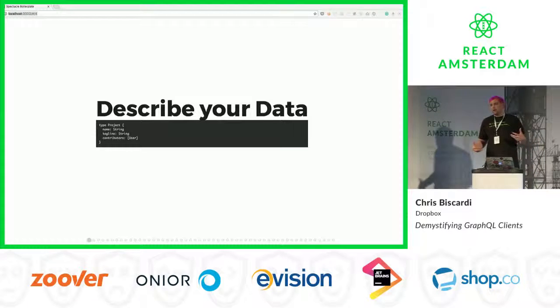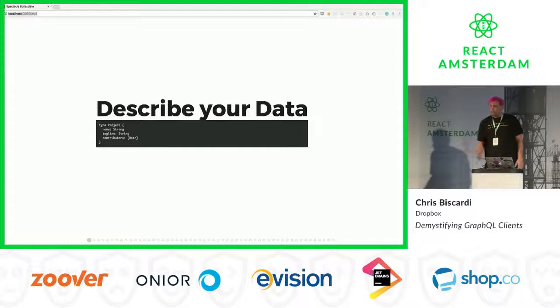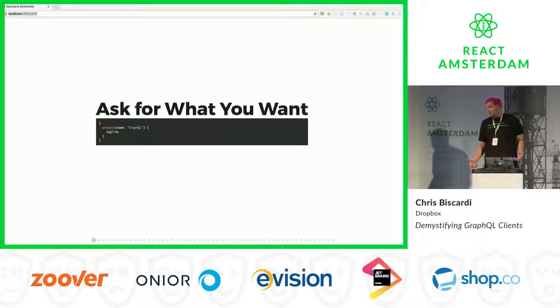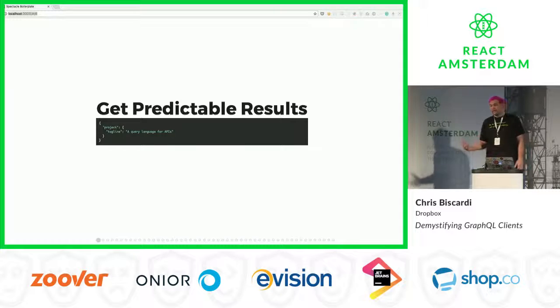So GraphQL is really about three things. First, describing your data. In this example, we have a type, which we can query later in our GraphQL schema. It is a well-defined type system. The client then asks for what it wants. In this case, we're asking for our project. We're using an argument of name GraphQL. And we get predictable results. You can see that the JSON matches the query that we just sent to the server.